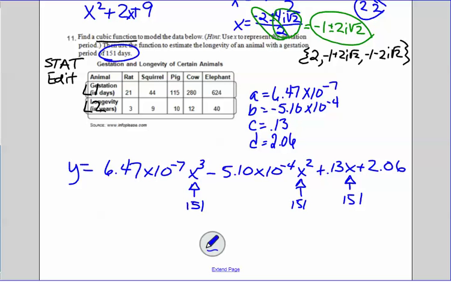And when you plug that in your calculator, you should pause the video now and see if you can get the same answer. I get 12.3 years.